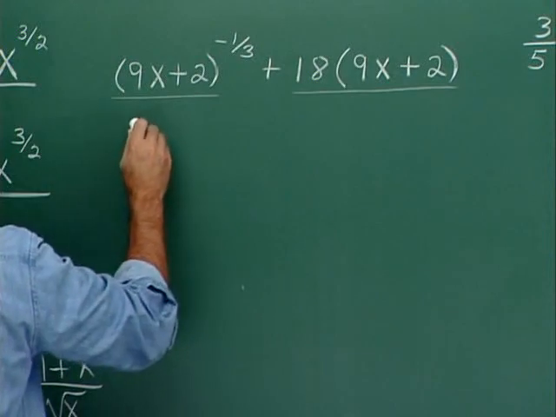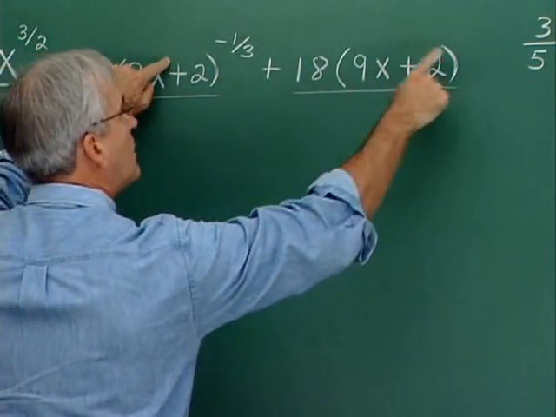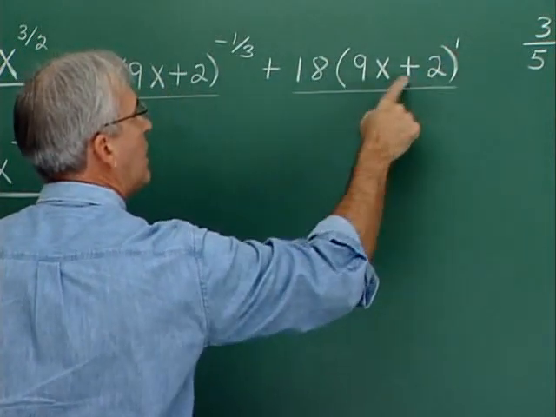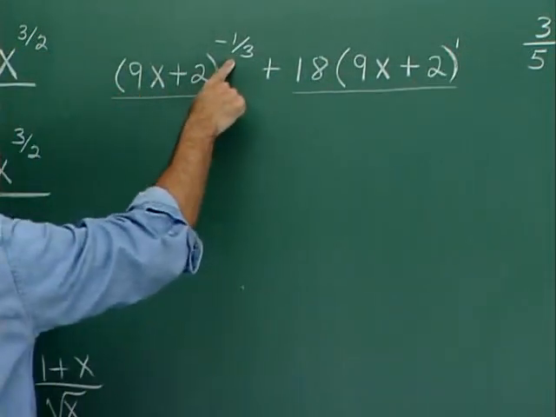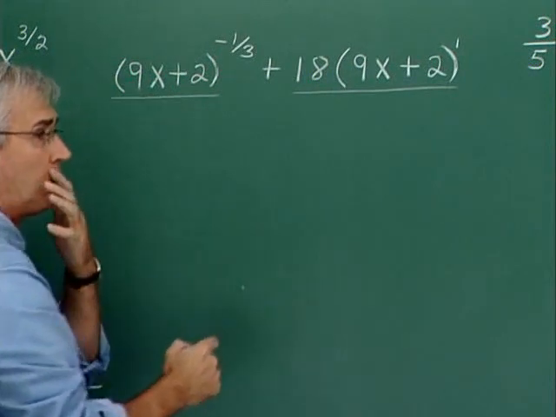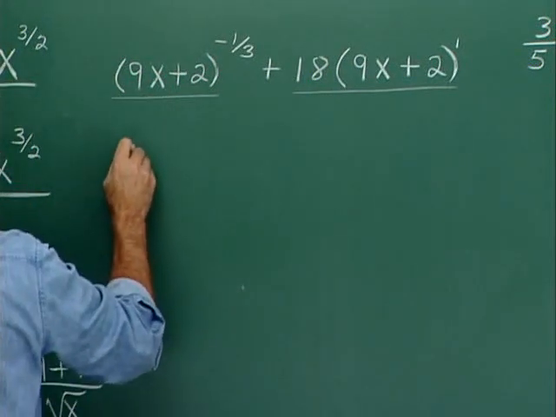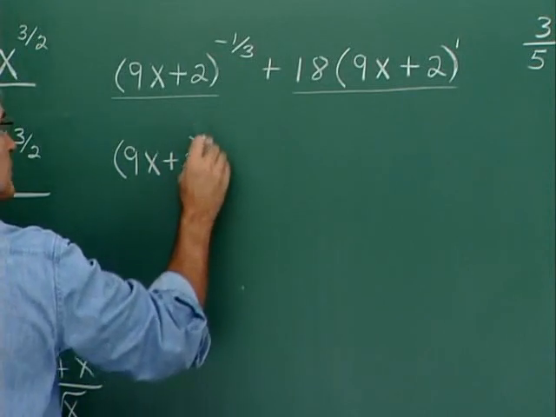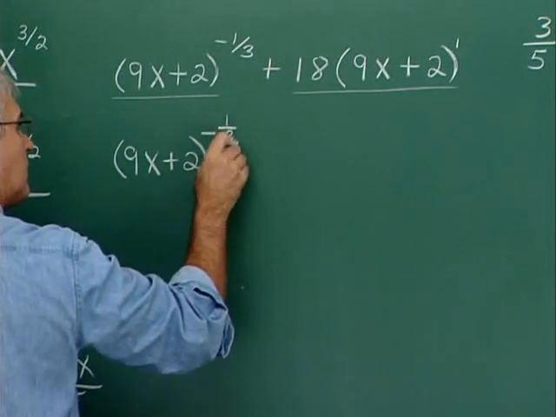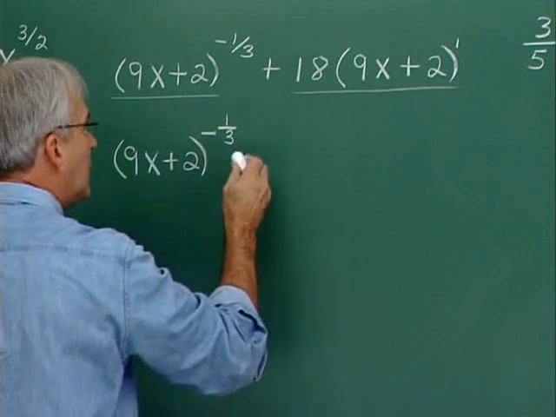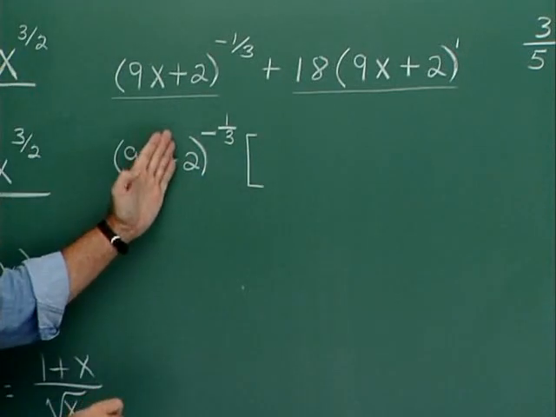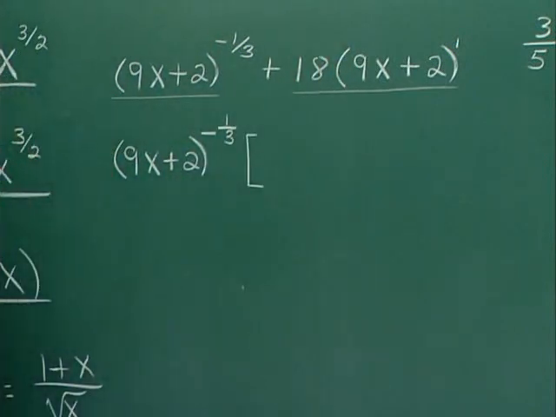And let's take out the exponent, which is the smallest of these two. This exponent is understood to be 1 on 9x plus 2, and this is negative 1/2. Well, negative 1/2 we're going to snag out. All right, so it's 9x plus 2 to the negative 1/3. We're going to pull this as a common factor out of these two terms and see what happens.